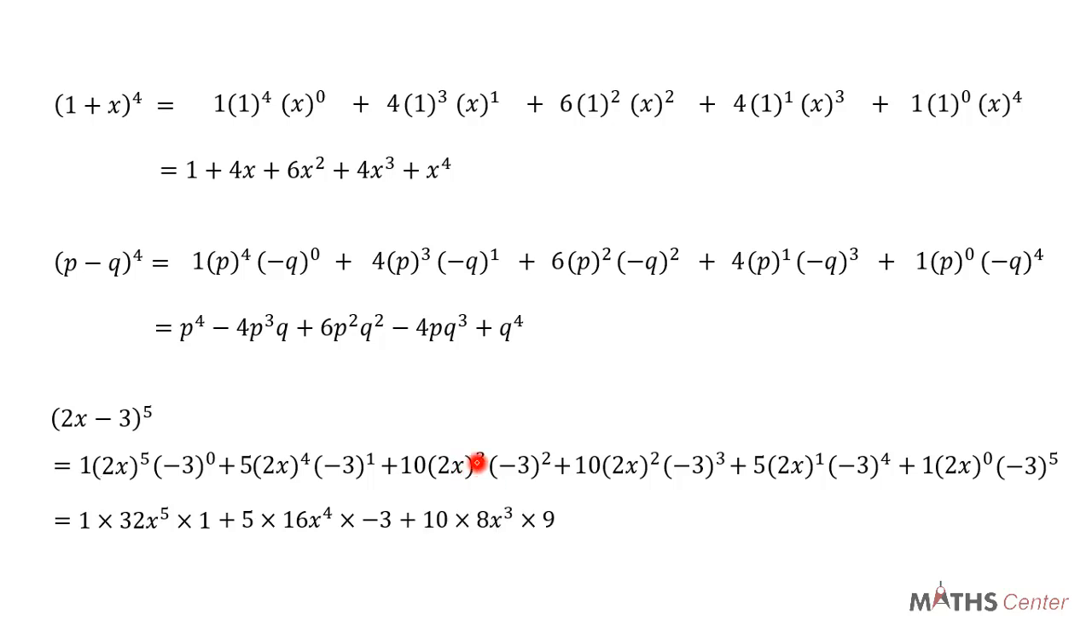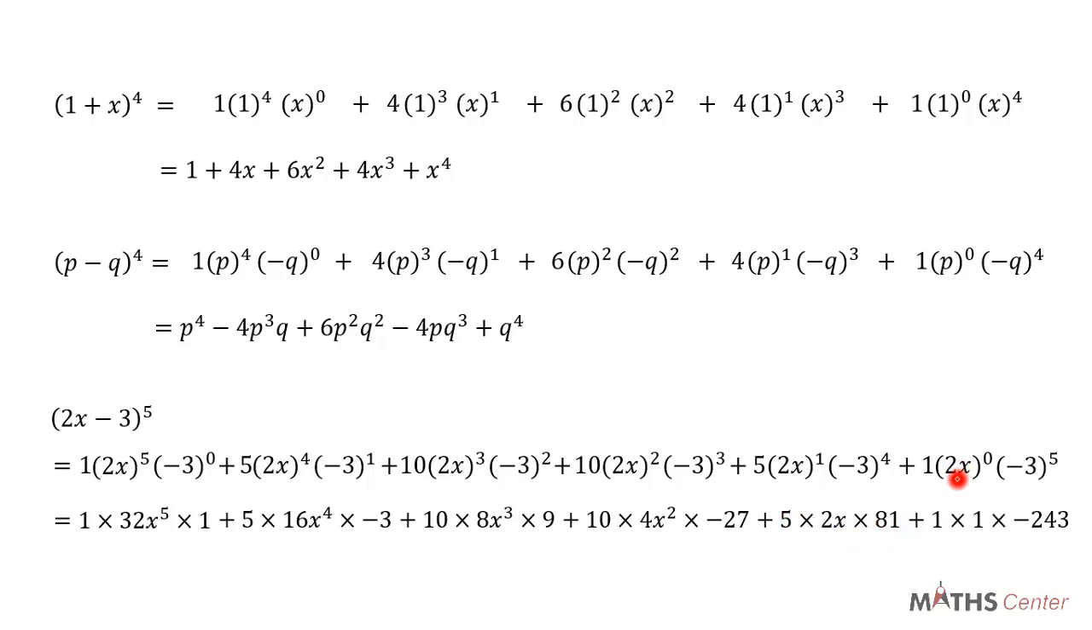2x exponent 3 gives us 8x exponent 3. Negative 3 squared gives us 9. So we are going to have 10 times 8x cubed times 9. 2x squared gives us 4x squared. Negative 3 cubed gives us negative 27. So in the next term, we have 10 times 4x squared times negative 27. Now here, we are going to have 5 times 2x times negative 3 exponent 4 gives us 81. So we have 5 times 2x times 81.